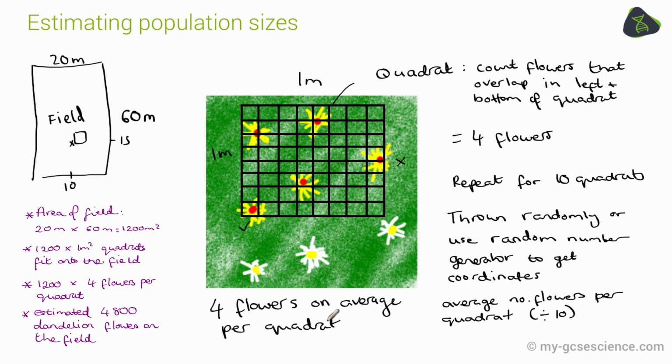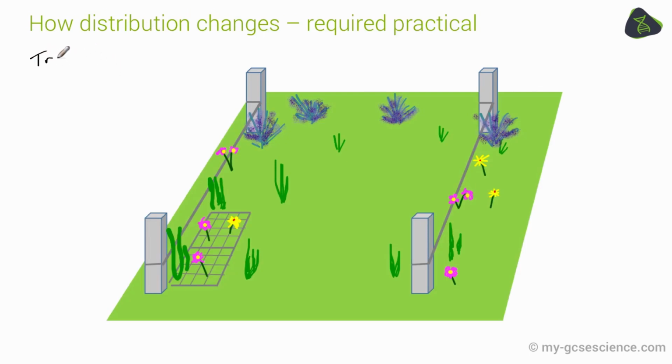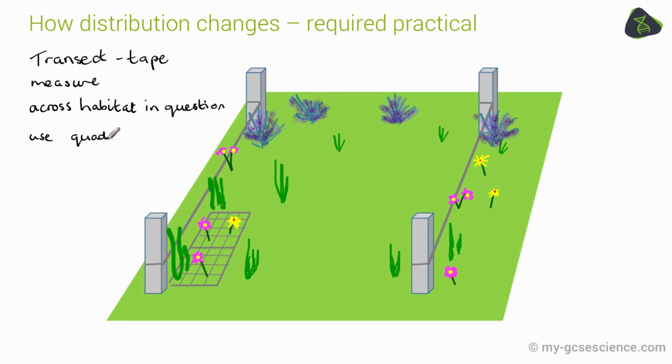In the second example, I will look at how to measure the distribution of organisms and how they change. This would always be linked to an abiotic factor like light intensity, pH, salinity, etc. To measure this, you will need a transect, which is basically a tape measure, and this is placed across the habitat. Quadrats are then placed at regular intervals along this transect, rather than being randomly placed, as if we were just estimating the population size.